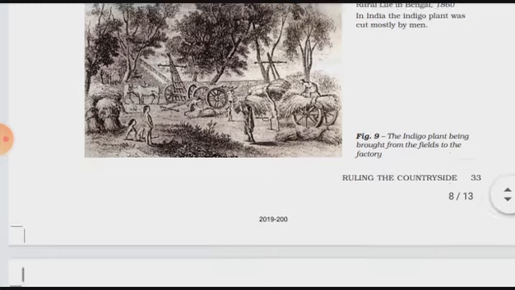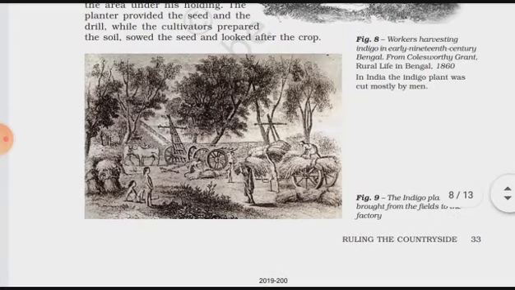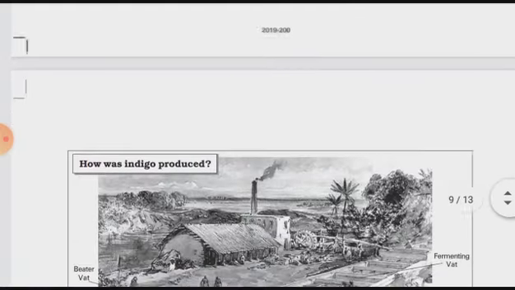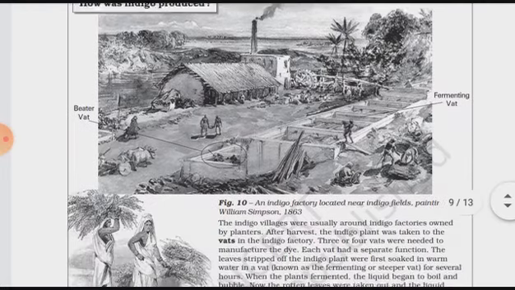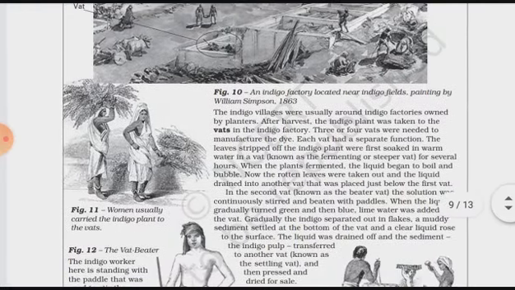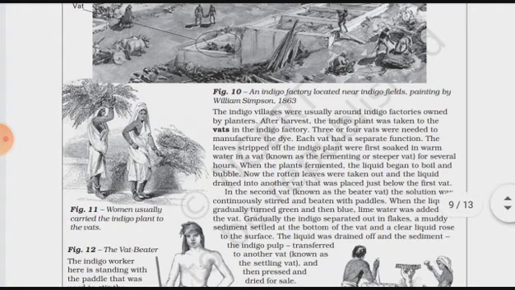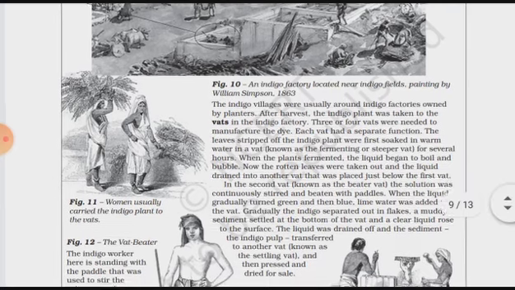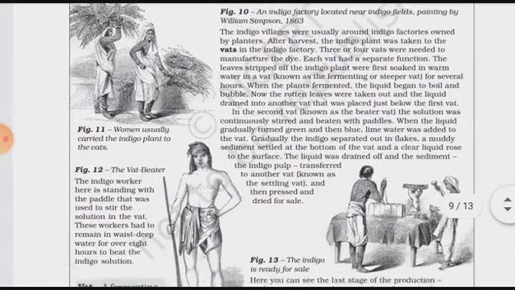Then after, you can see downside some of the pictures they have shown. In this one they have shown how the cultivation was done and how it was sent to the factories. Then, how was indigo produced? In this one you can see how the indigo was sent to the factories, how it was harvested, and after this how it was turned into the rich blue color from which they can dye their clothes. You can read in this box and you will come to know automatically.